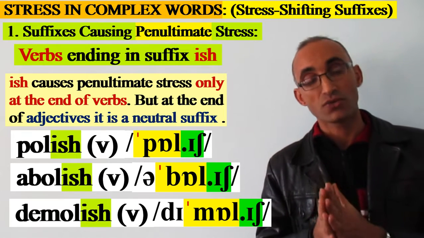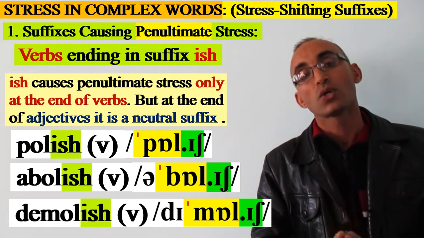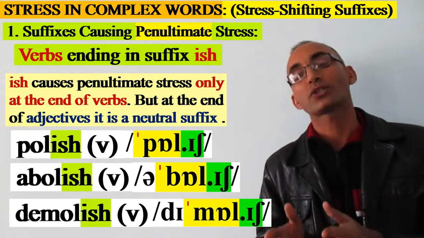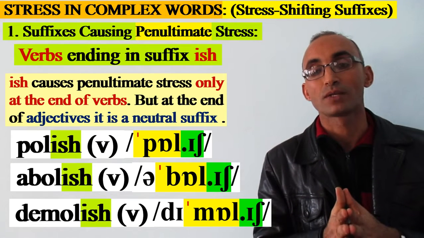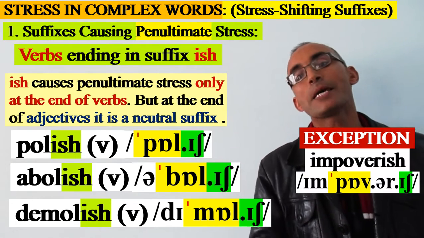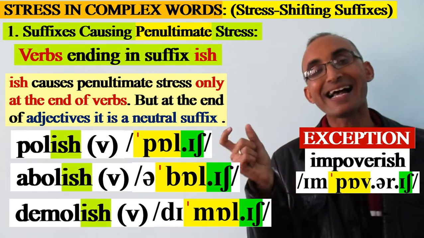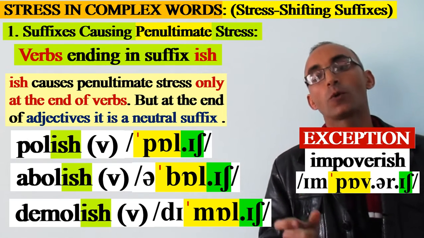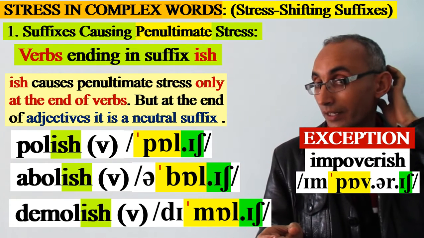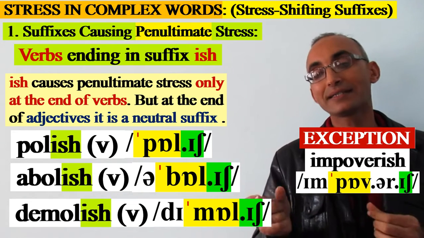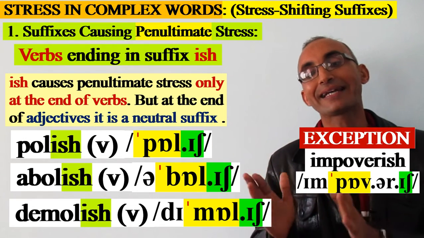So be careful in verbs with ish, verbs, and I repeat verbs, not adjectives. Clear, here also, when we find ish at the end of verbs, we stress the penultimate syllable, directly before the suffix. Except for the verb impoverish. So here, in this word only, as an exception, I should stress po, the anti-penultimate syllable, which means the third one from the end. Why? Because it is an exception. Impoverish is an exception.